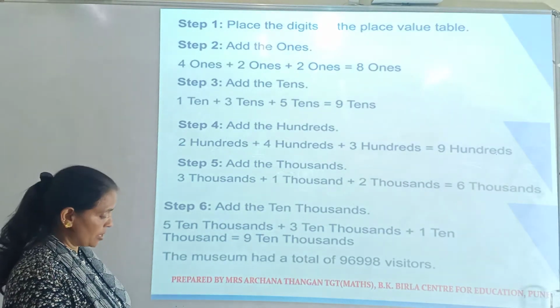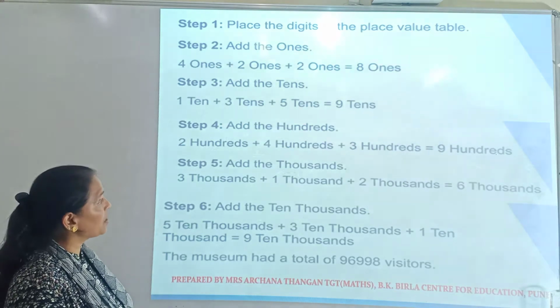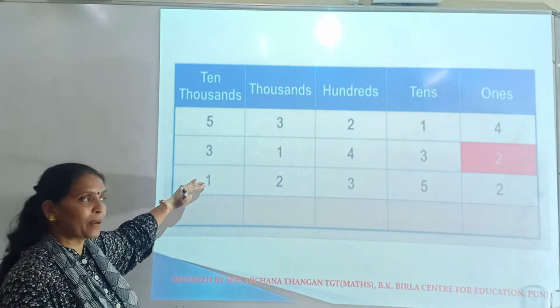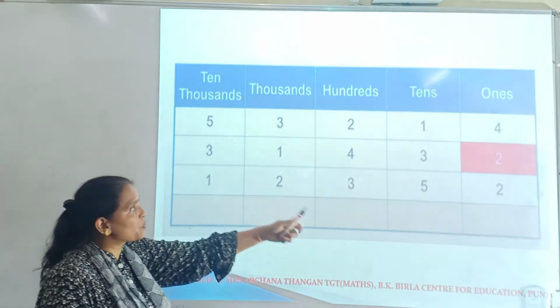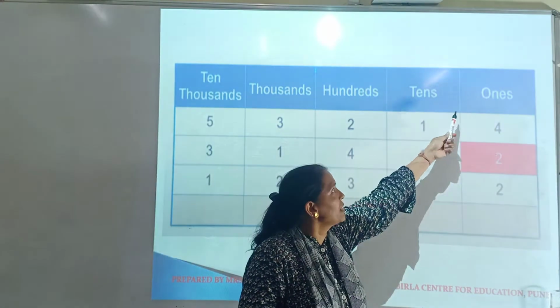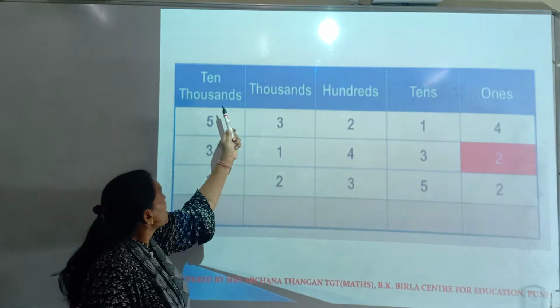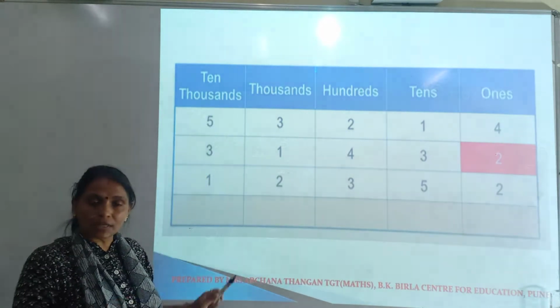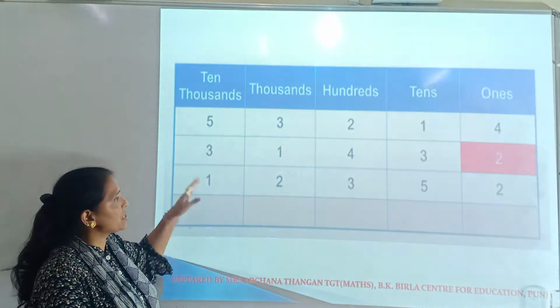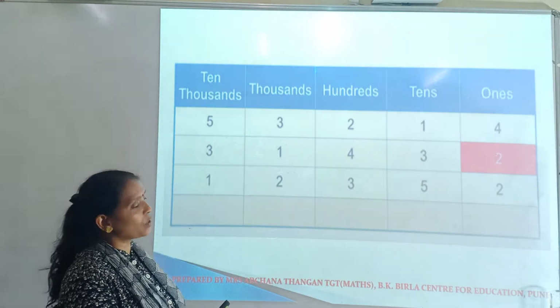And then this is the same number I wrote here. This is a place value chart. You know this is the ones place, tens place, hundreds place, thousands place and ten thousands. So first I wrote these numbers in a place value chart. After that, what do we need to do?